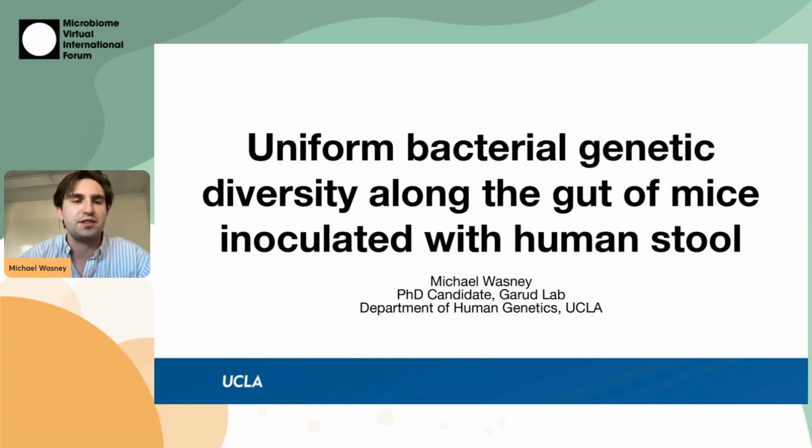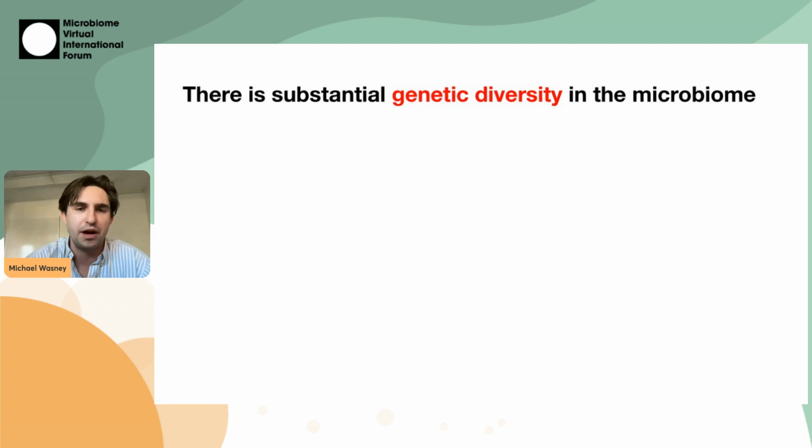Today I'll be talking about the spatial organization of bacterial genetic diversity in the gut microbiome. So briefly, we observe an immense amount of genetic diversity in the gut microbiome, which really comes from two sources. One is from the co-colonization of genetically distinct strains of the same species.